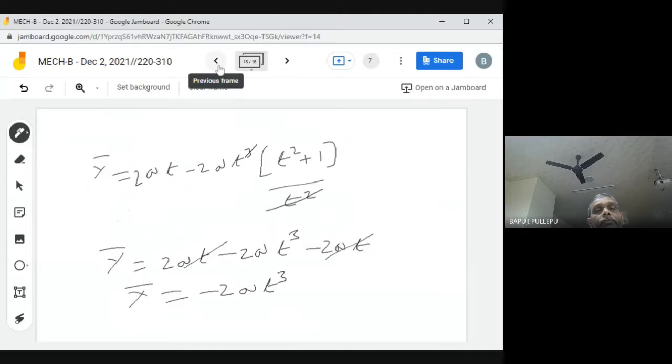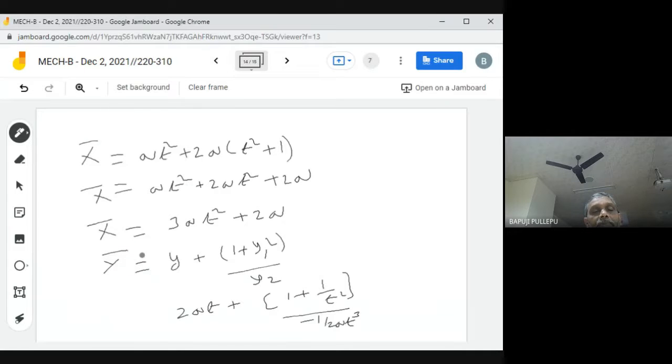Now from this you can prepare x bar is equal to 3a t square plus 2a. I got x bar minus 2a by 3a is equal to t square, you can prepare. Any doubt? Clear or not? From this t square, what will you get? X bar minus 2a by 3a. Correct?